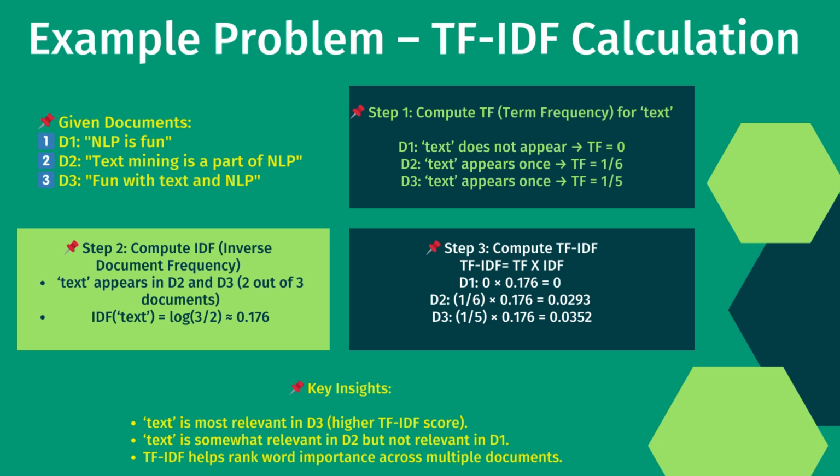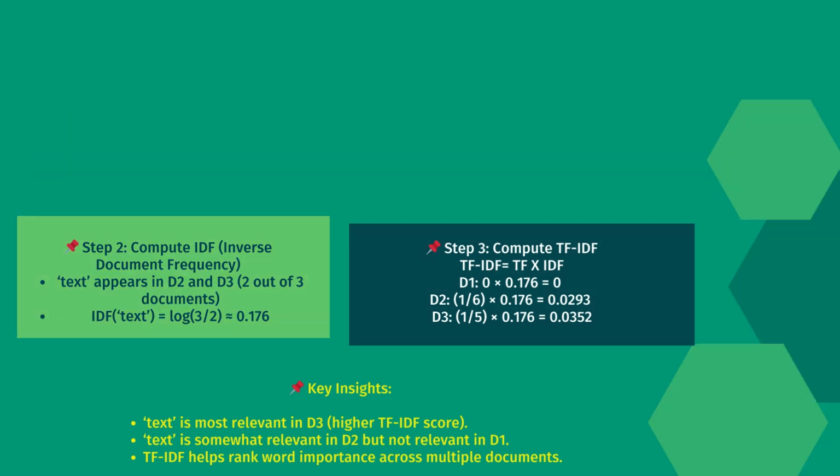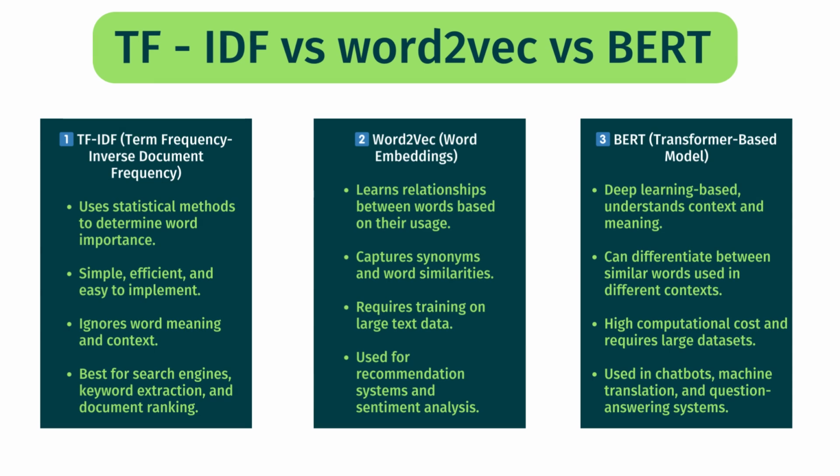This example shows how TF-IDF ranks the importance of words across multiple documents, making it useful for search engines, text classification, and information retrieval. Let's compare TF-IDF with other popular NLP techniques.